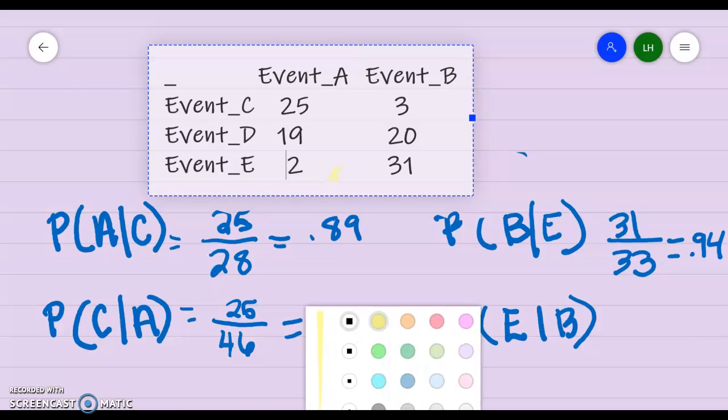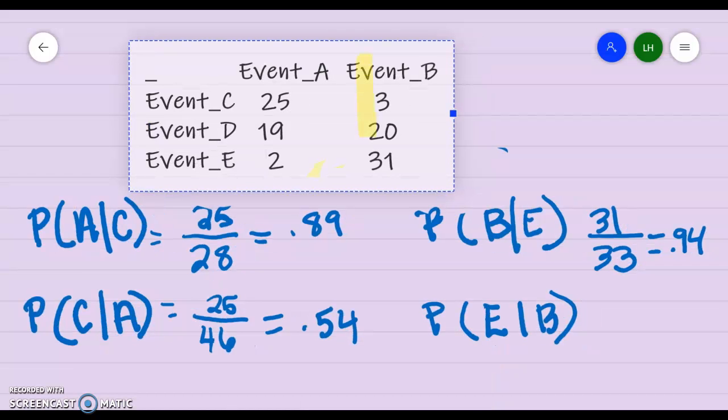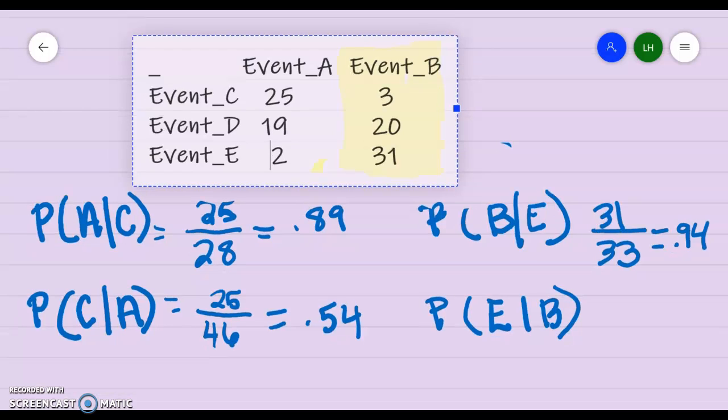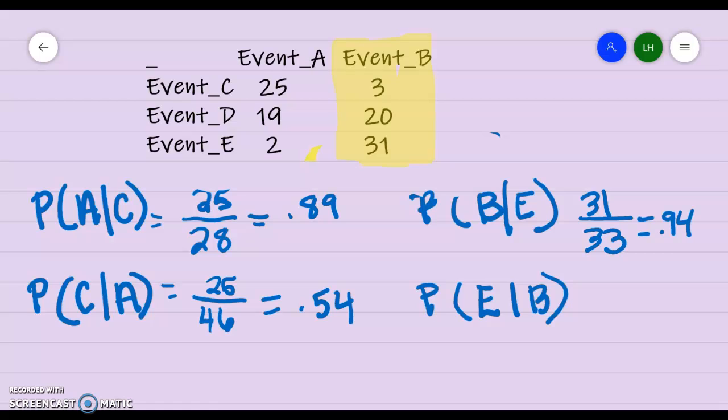All right, the last one is the probability of event E occurring given that event B has occurred. So highlight event B. Those are your total number of outcomes, so that would be 54. And of those, E is 31. So 31 divided by 54. So that's how you do conditional probability.